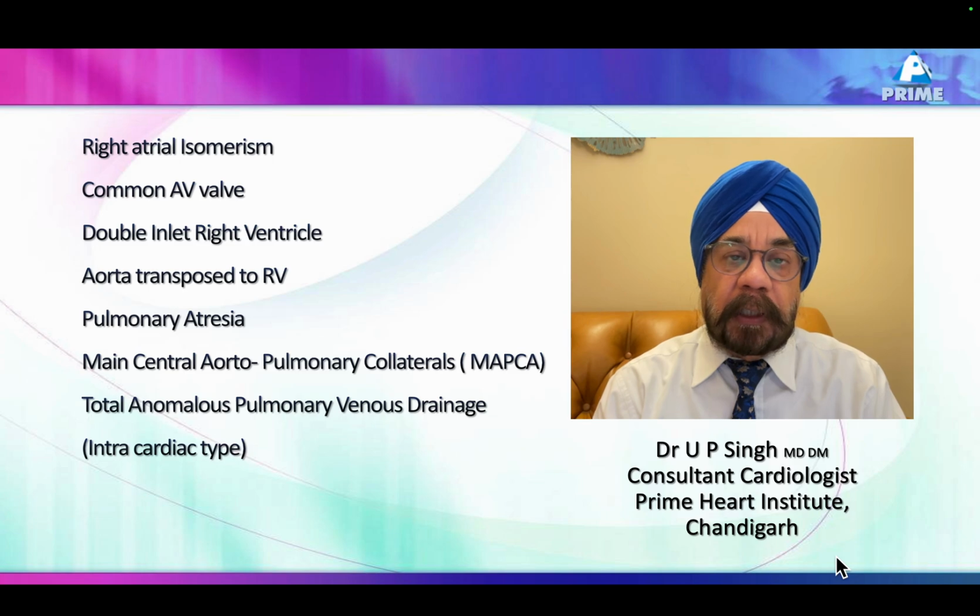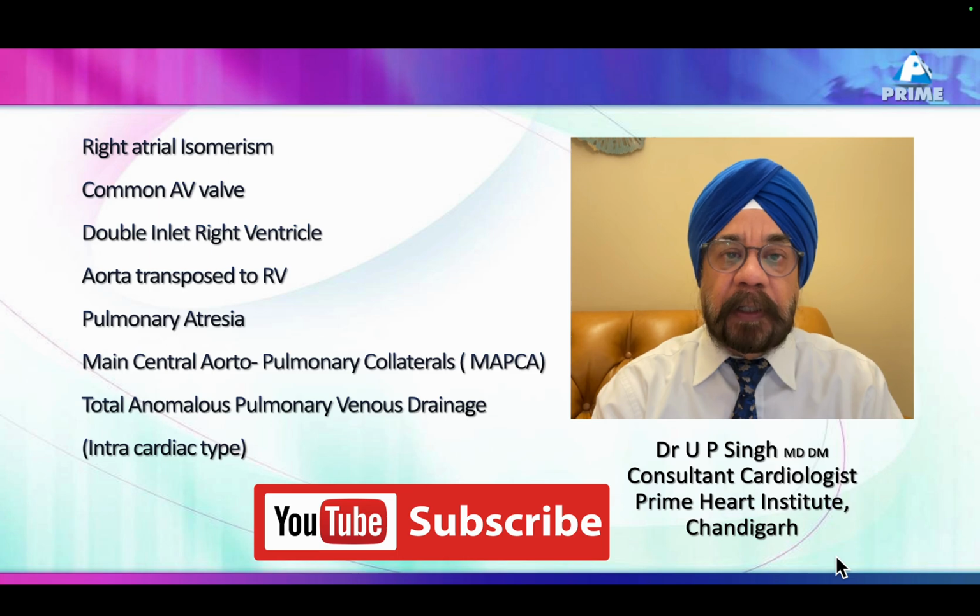Then there was a transposition, with the aorta arising from the right ventricle. There was a pulmonary atresia, and pulmonary arteries were arising from the descending aorta, called MAPCA, and there was a TAPVC, total anomalous pulmonary venous drainage, which was opening directly into the right atrium, called intracardiac type. So let us go step by step from each finding.